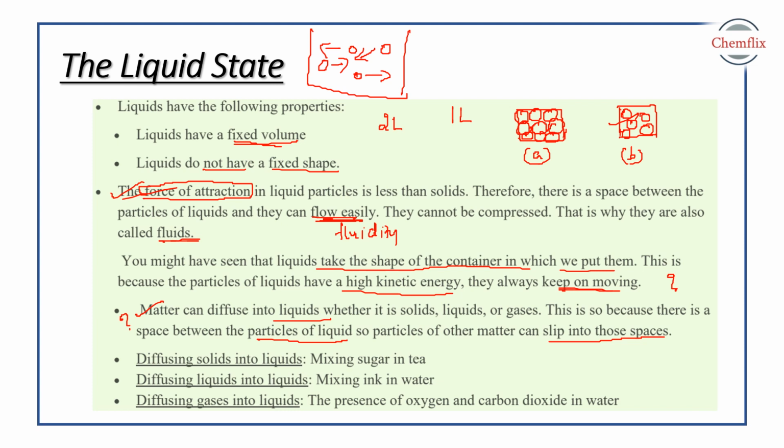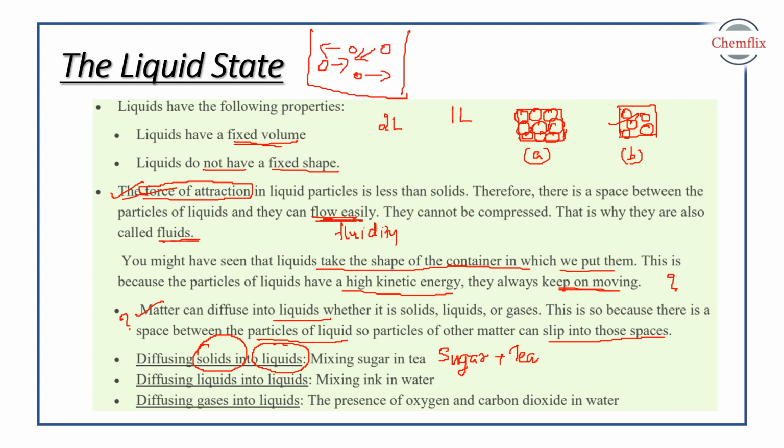Now, diffusing solids into liquids. An example is mixing sugar and tea. Here, sugar is the solid particle and tea is the liquid. Sugar plus tea: here we are diffusing sugar particles into tea.